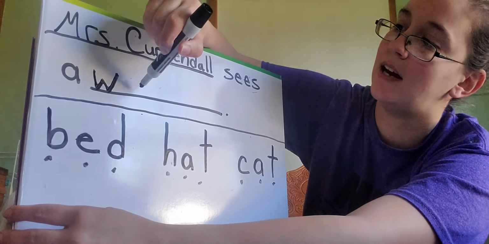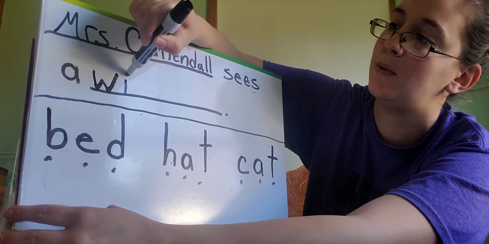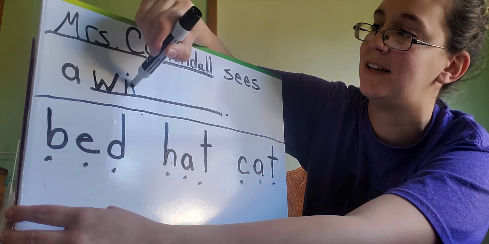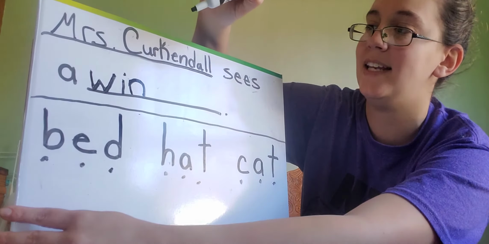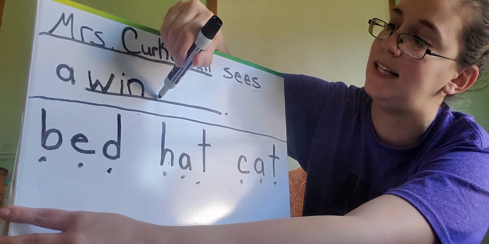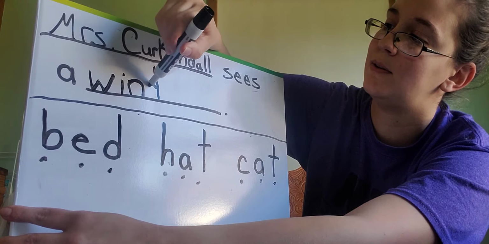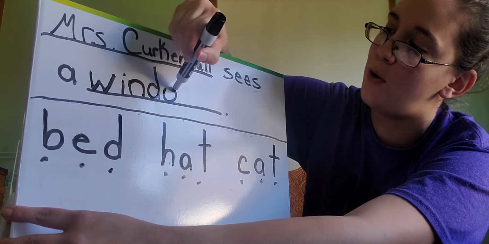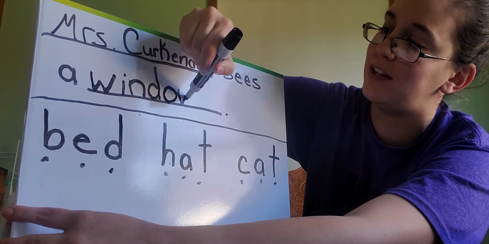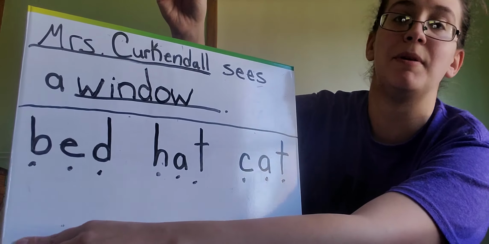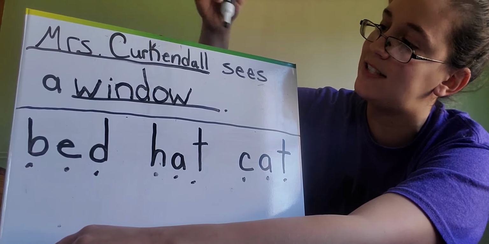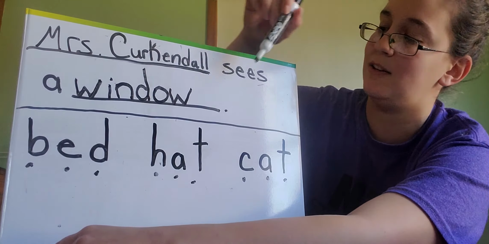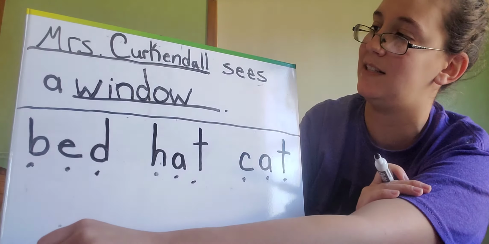I hear an I in there, I think. In. Ooh, that's an N sound. Ind. Ooh, I hear a D next. Then an O, and I know how to make the O sound with an O. I think there's a W on the end of this word. All right, let me read you my sentence. It says, Mrs. Kirkendall sees a window. Very good. I also have a dot at the end there. That's my period to show you that my sentence is over.